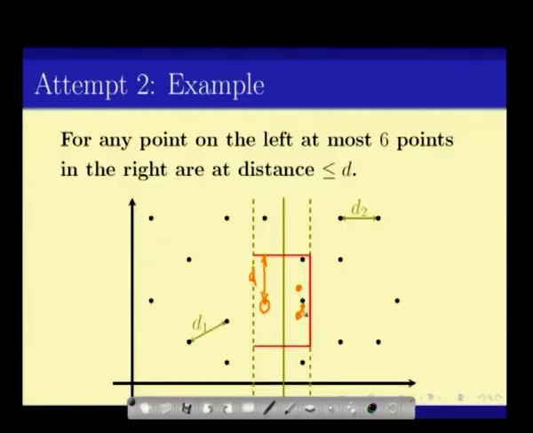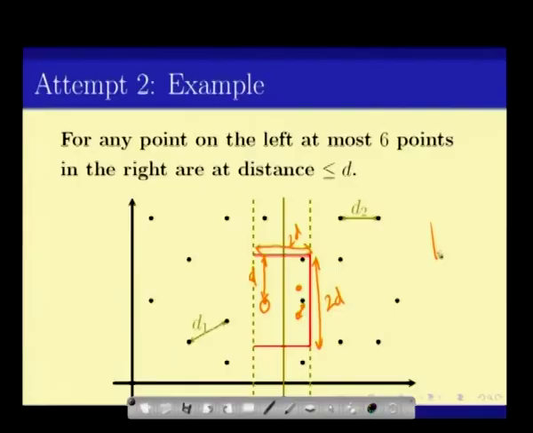So, this brings us to: how many points can we put in this box? This is width 2d and this is width also d. In this rectangle of size 2d by d, how many points can I put such that any pair of them is at distance d apart? I leave it as an exercise for you. It is a geometry problem, and one can see that one can put at most 6 points.